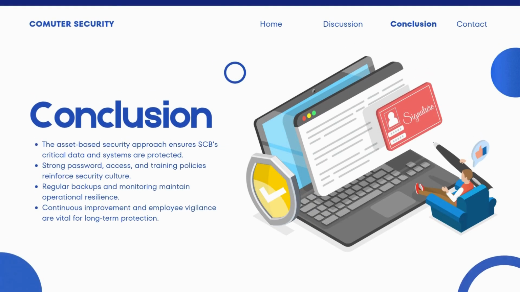Next, the conclusion. To conclude, our asset-based security approach ensures that all critical data and systems are well protected. By combining strong passwords, access controls, and regular training, we build a culture of cybersecurity awareness. Additionally, regular backups and monitoring strengthen our operational resilience, allowing quick recovery from any incident. And finally, we emphasize continuous improvement and vigilance because cybersecurity is an ongoing process, not a one-time effort.